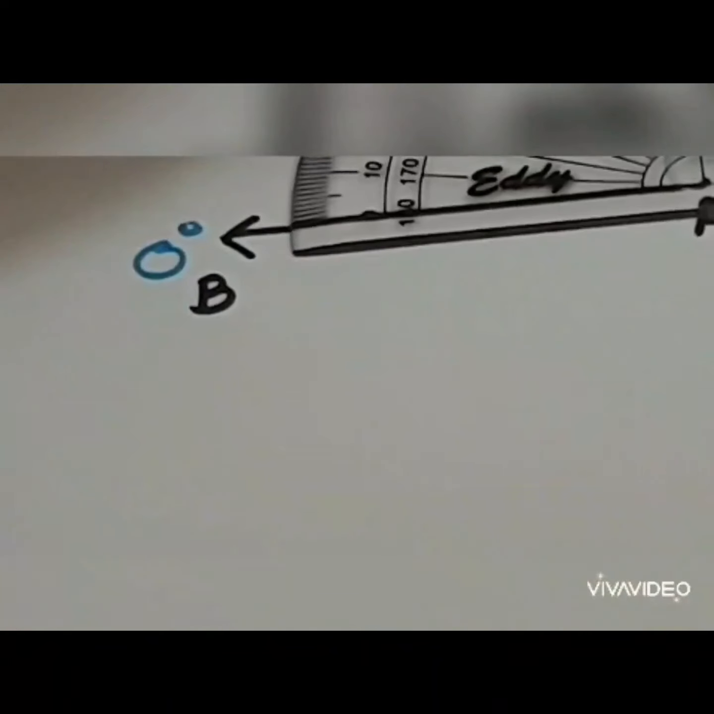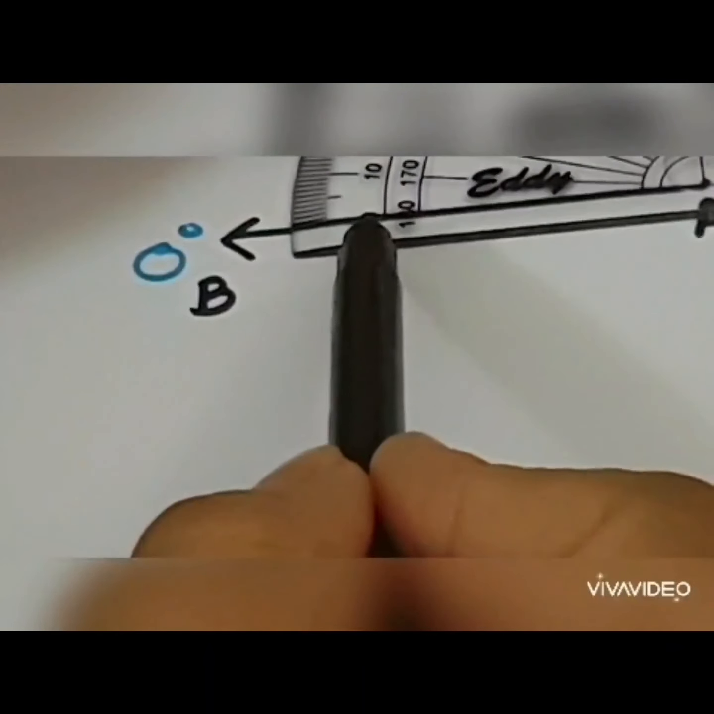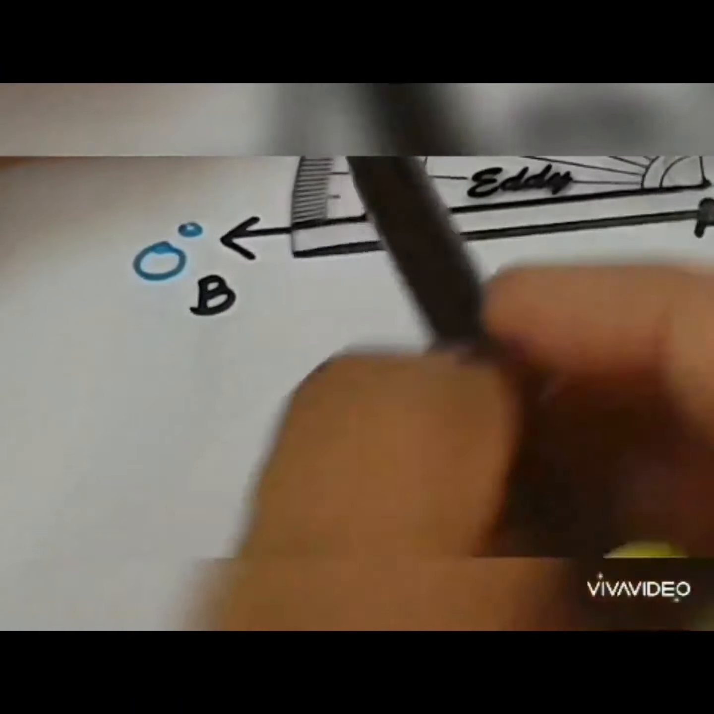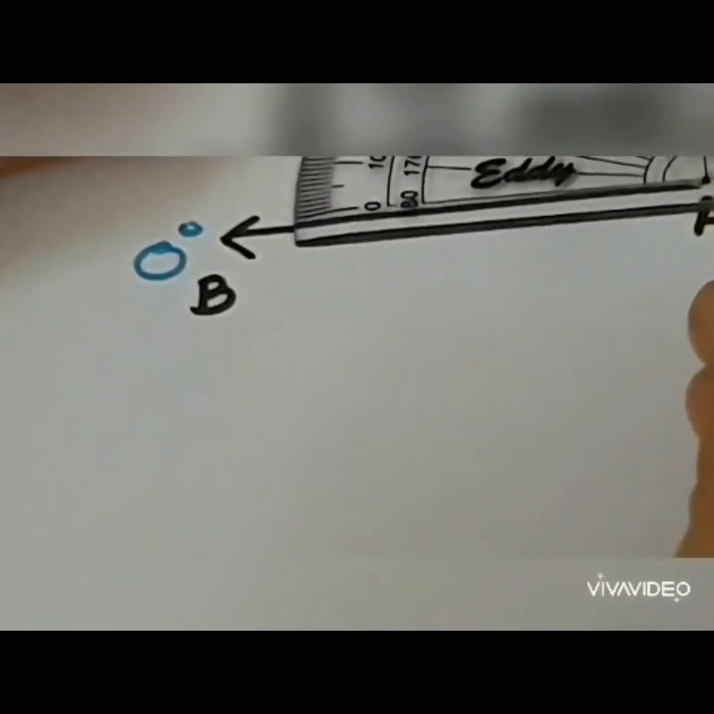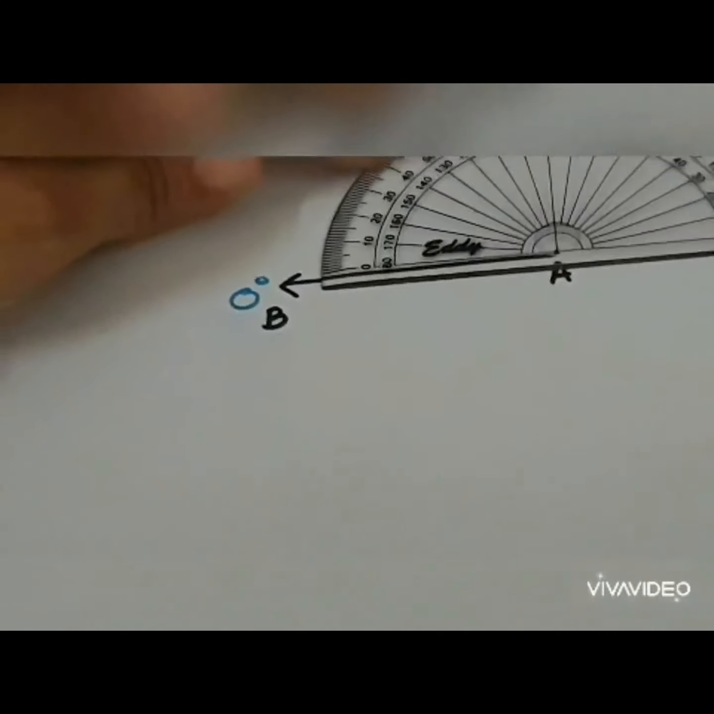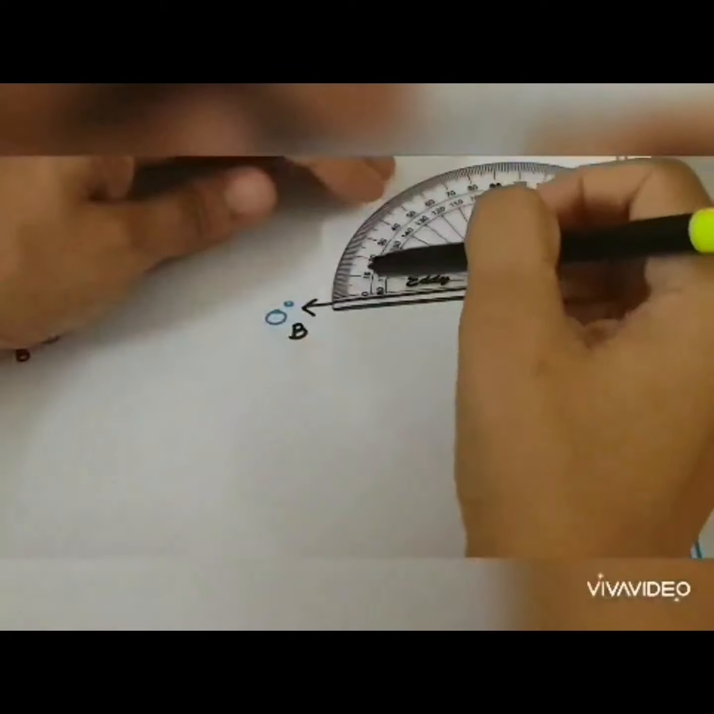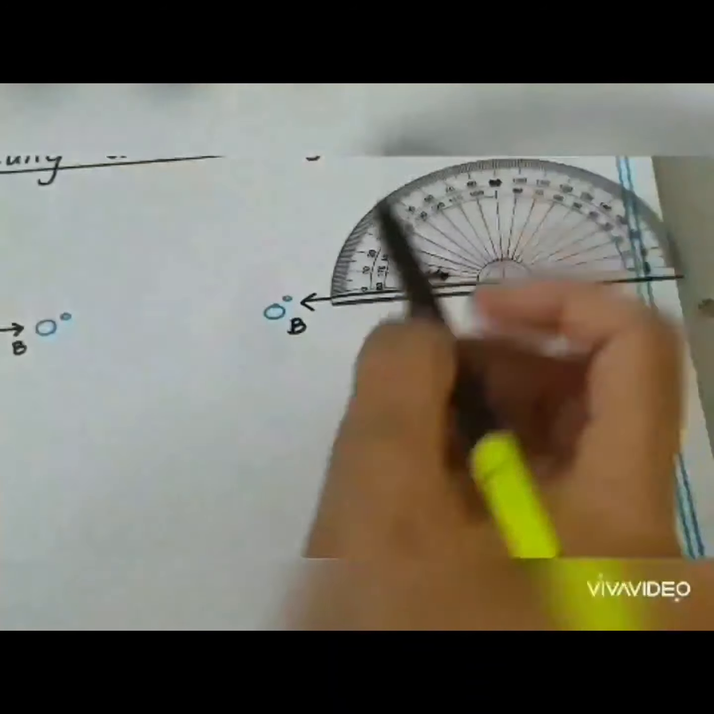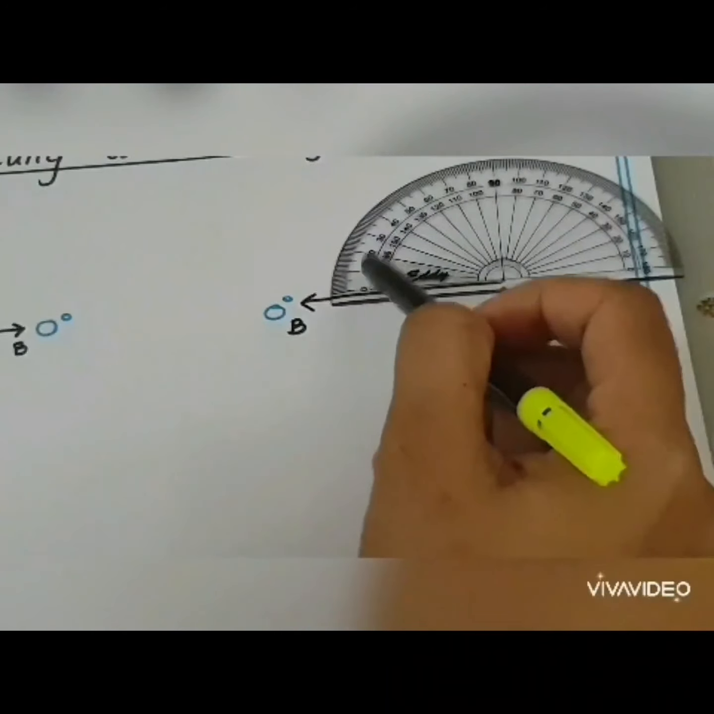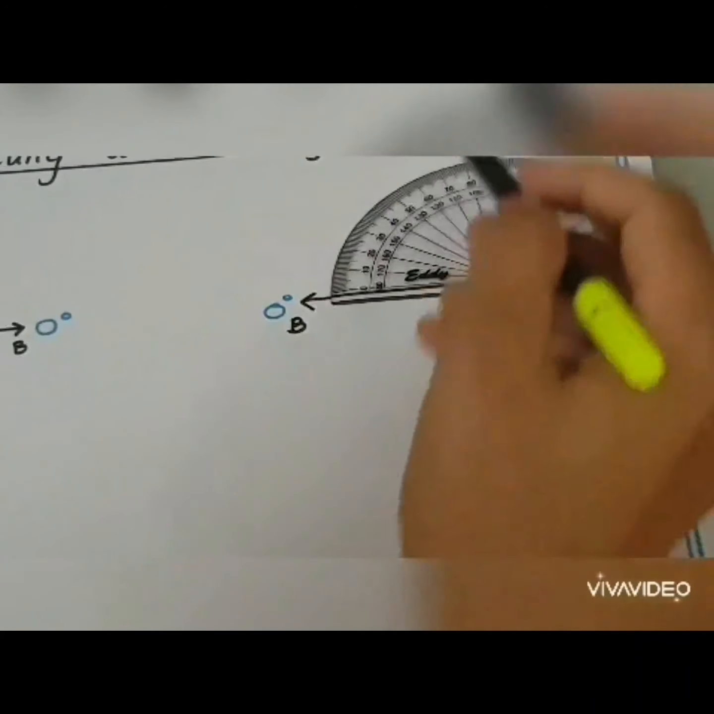Locate 0 degree on your protractor. Now you will see that 0 degree is written on the outer scale towards the left. So we will follow the outer scale to find the angle of measure 60 degree. Locate 60 degree written on the protractor.